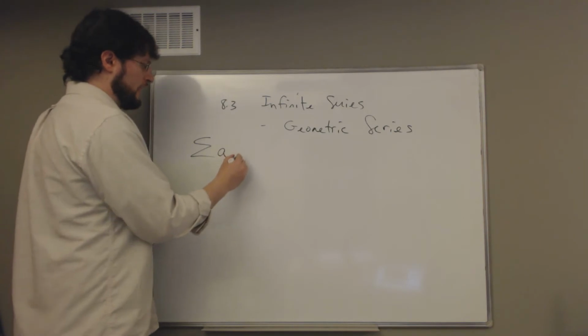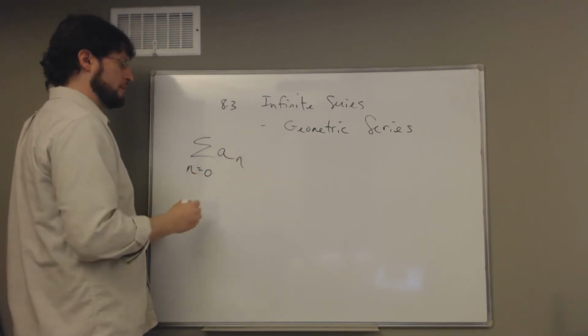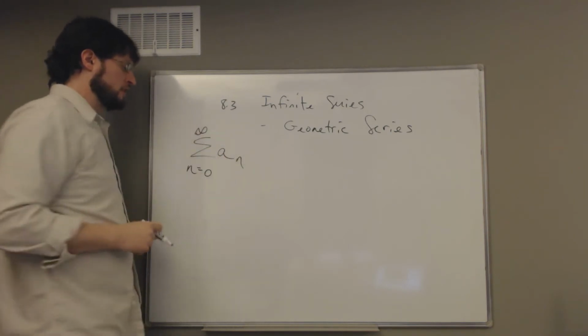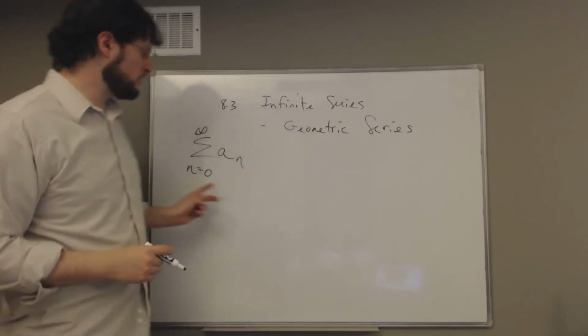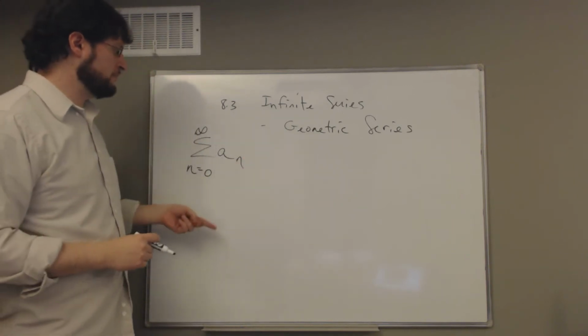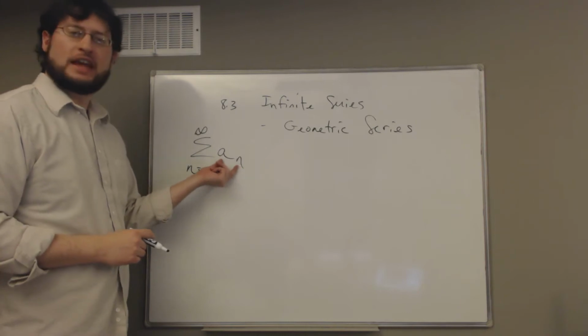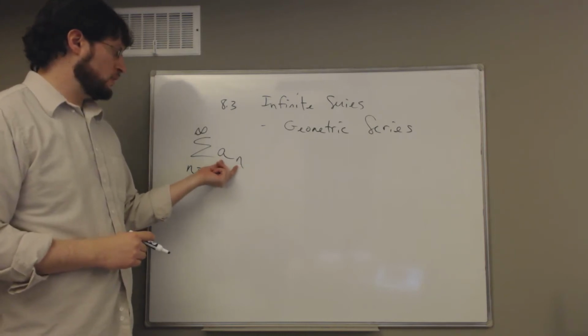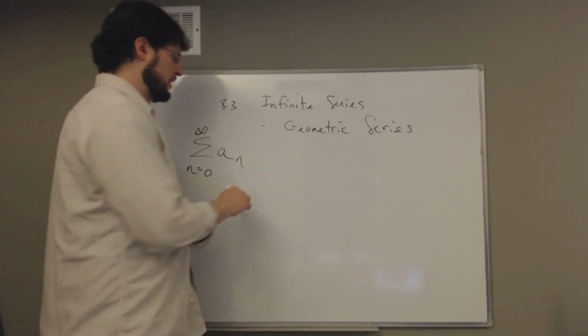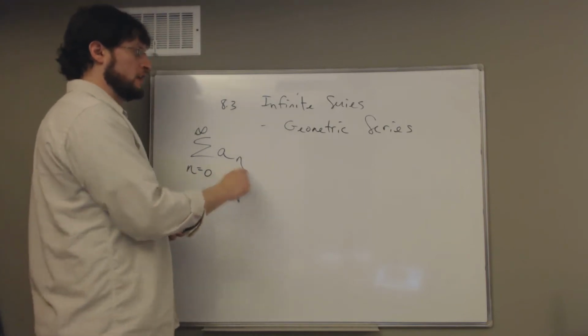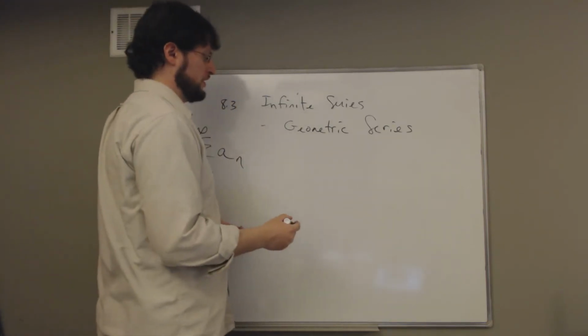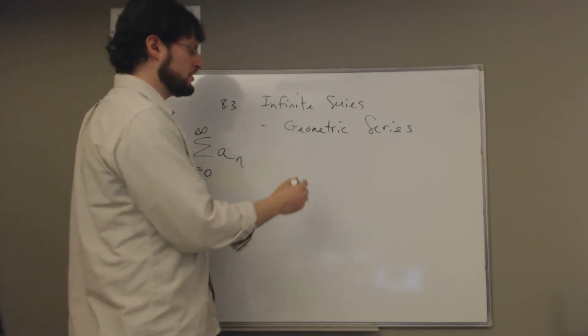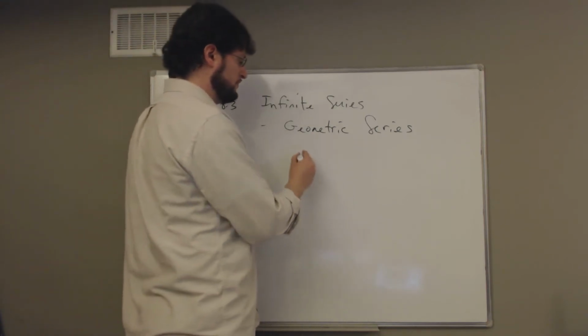Sum of a_n, where n goes maybe from 0 to infinity, maybe it's 1 to infinity, it doesn't matter. We're looking at a series. So this a_n is the nth term, or a term given by a particular value for n. For a geometric series, what we're actually worried about is a series that does something like this.